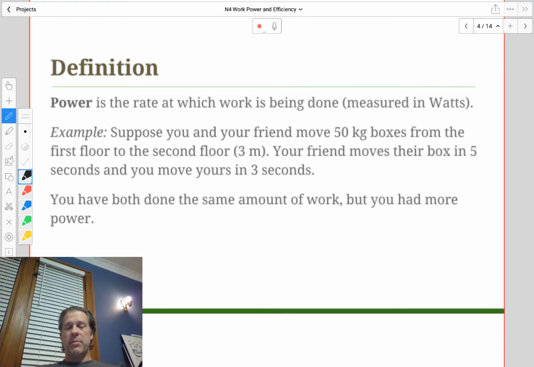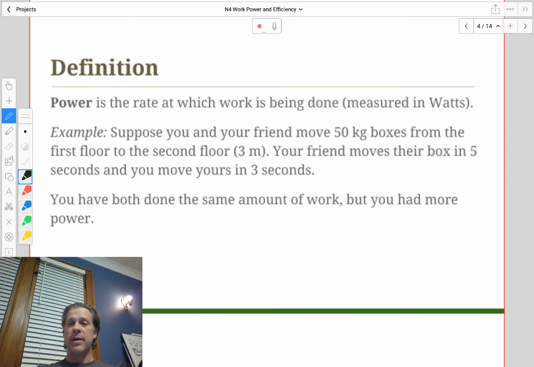You've both done the same amount of work because you both went up the same height and moved the same box. However, you happen to have more power because you did it faster. And there's a formula associated with that. So we're going to talk about that next.